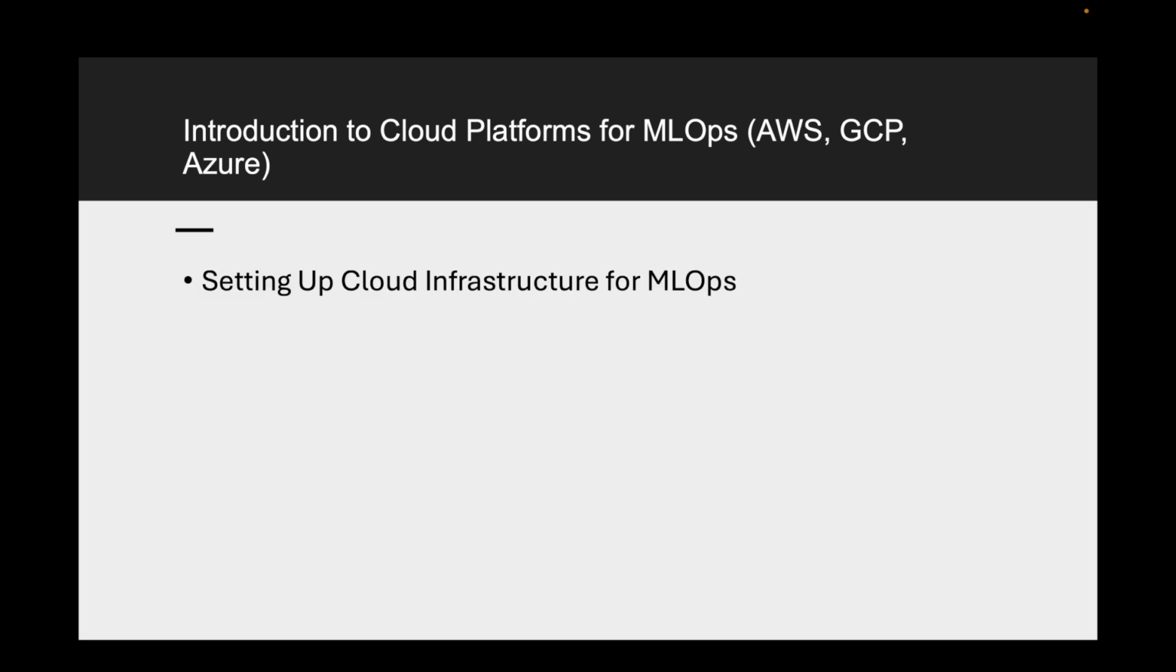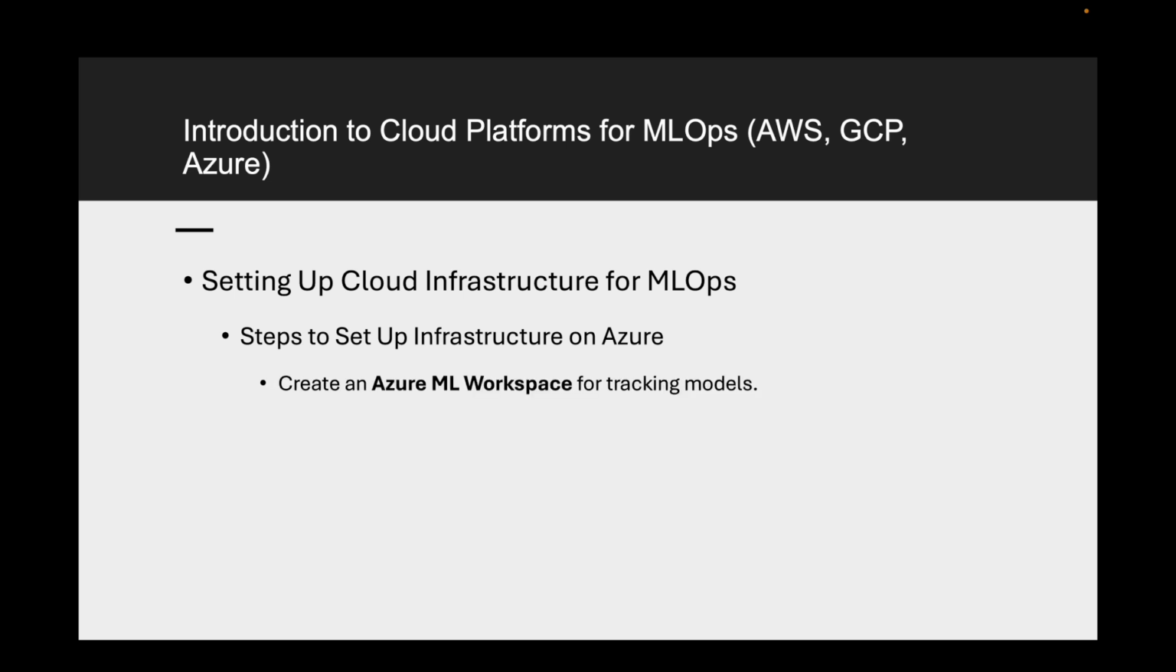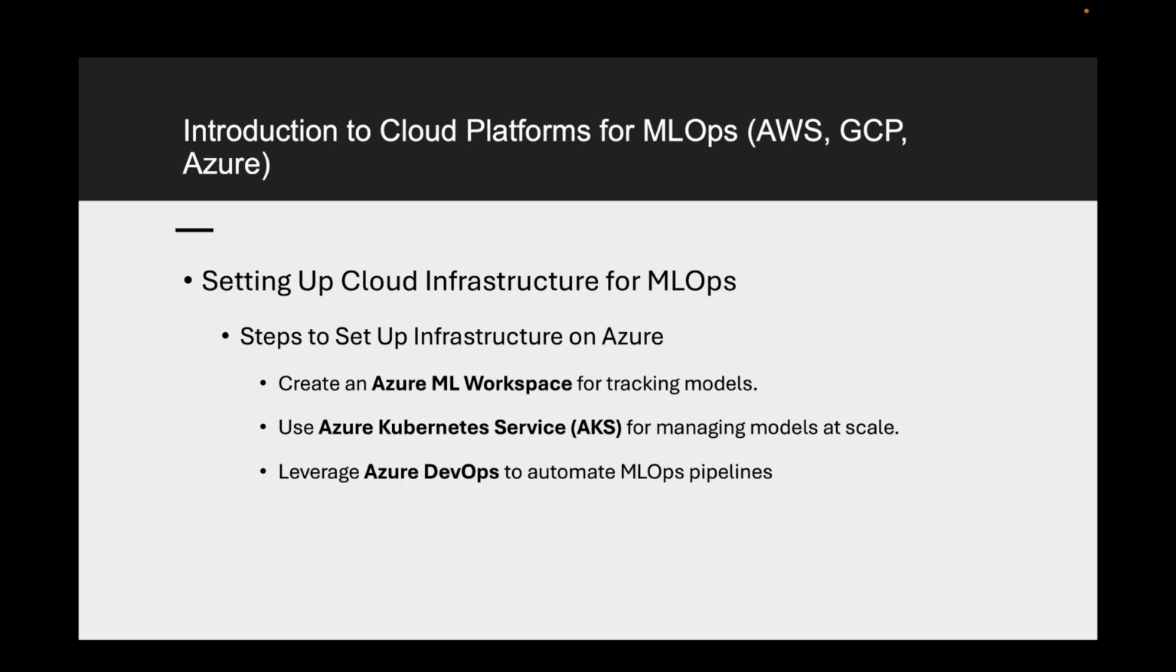Finally, what are the steps to set up infrastructure on Azure? You'll have to first create an Azure ML workspace for tracking models. Next, you'll use Azure Kubernetes Service, AKS, for managing models at scale. And finally, leverage Azure DevOps to automate the MLOps pipeline.